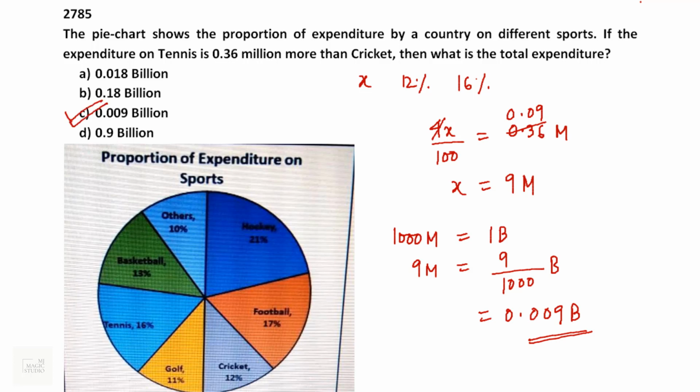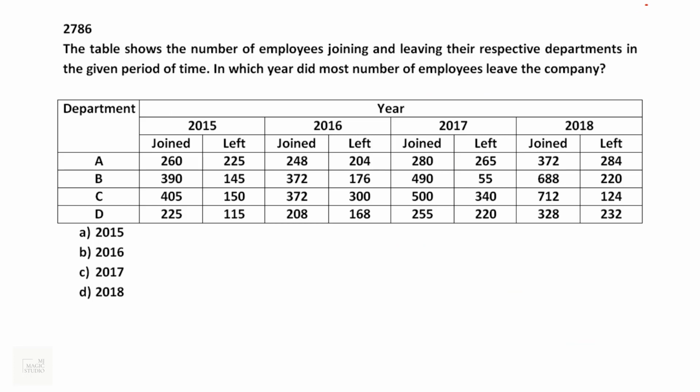And that is in option C. The table shows the number of employees joining and leaving their respective departments in the given period of time. In which year did most number of employees leave the company?